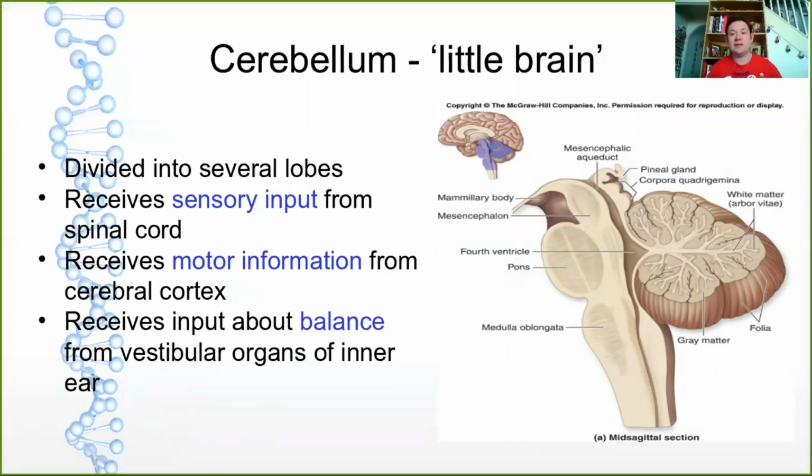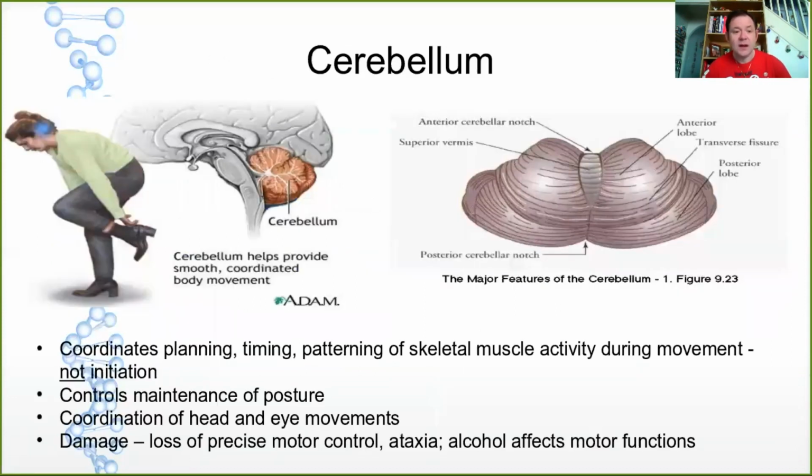So the sensations you feel from your balance system, from your arms, from your legs, from proprioceptors and other types of receptors within your body, they send the signals up to the cerebellum. It receives motor information as well as sensory information from the cerebral cortex, and receives inputs about balance from vestibular organs of the inner ear. So its purpose is to control fine movements of the body, fine repetitive movements. For example, it coordinates planning, timing, and patterning of skeletal muscle activity during movement, but not initiation.